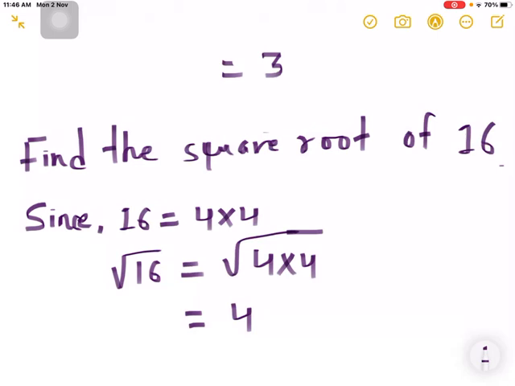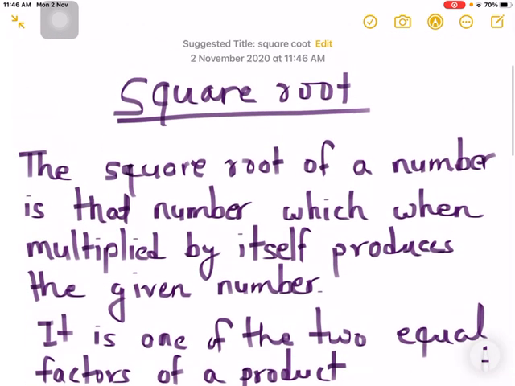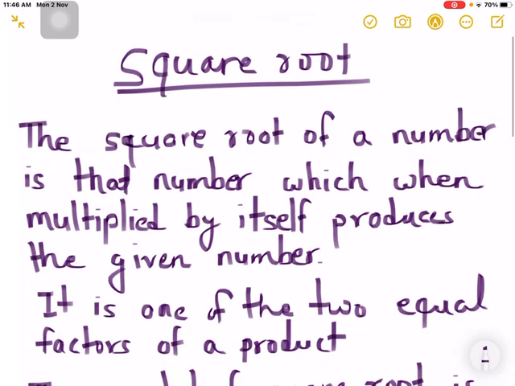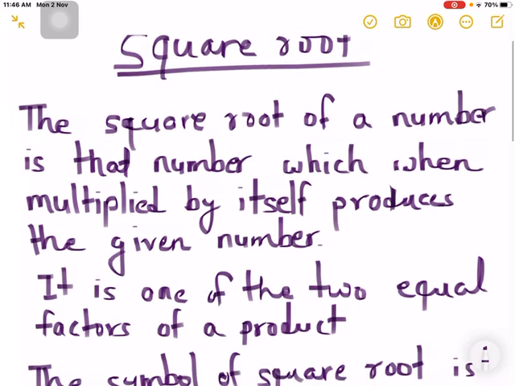So by this example, let us match with the definition here. The square root of a number is that number which when multiplied by itself produces the given number. Which when multiplied by itself produces the given number.